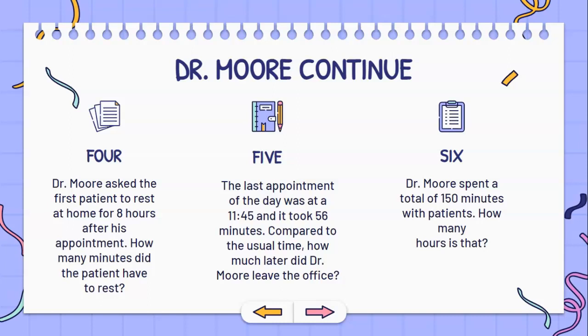And then it says Dr. Monroe spent a total of 150 minutes with patients. How many hours is that? So you want to do 150 divided by 60, which is going to get you 2 hours and 30 minutes.